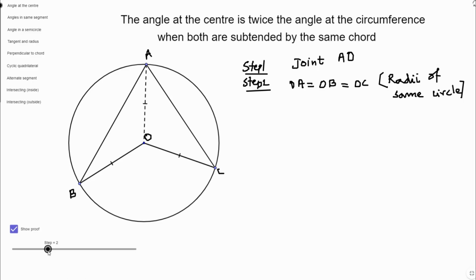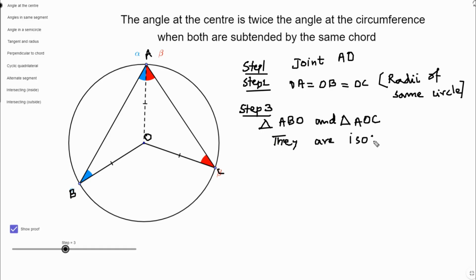After the second step, we'll go to the third step. They are given that some angles are equal, so we are going to write the reason for that. Step 3 is considering the triangles in that figure. After joining A and O, we found that the figure is split into 2 triangles. What are the properties of those 2 triangles? Triangle ABO and triangle AOC. These 2 triangles are isosceles triangles. What is the property of isosceles triangles? 2 sides are equal and the base angles are equal.